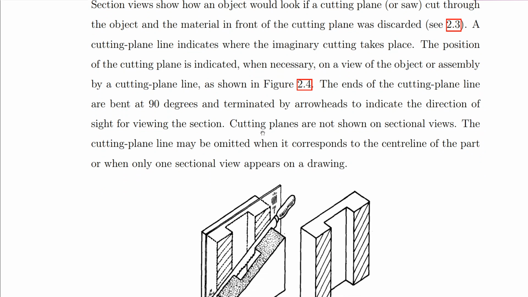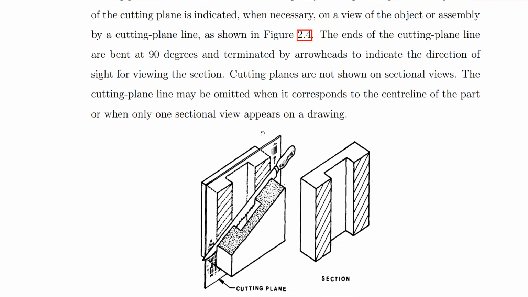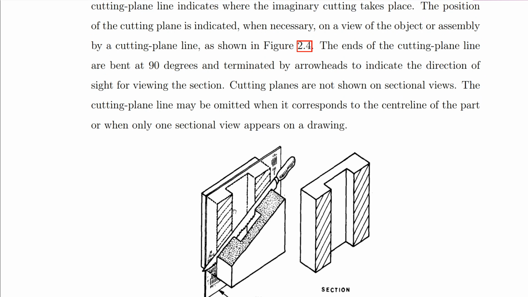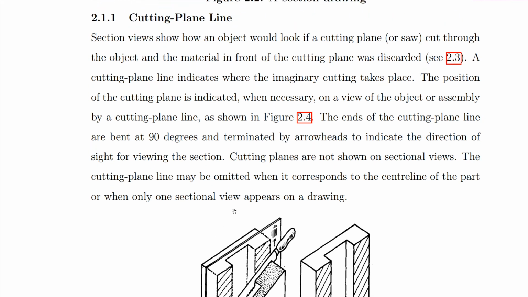Okay, so here let's look at this one. We cut through this object. When we cut through, we discard the front part. How will the other one look like? That is this one. So the cutting plane which goes through this plane is basically that imaginary plane that goes through the object, okay, to cut it into two, so that the features of that object, the inner features, are revealed.